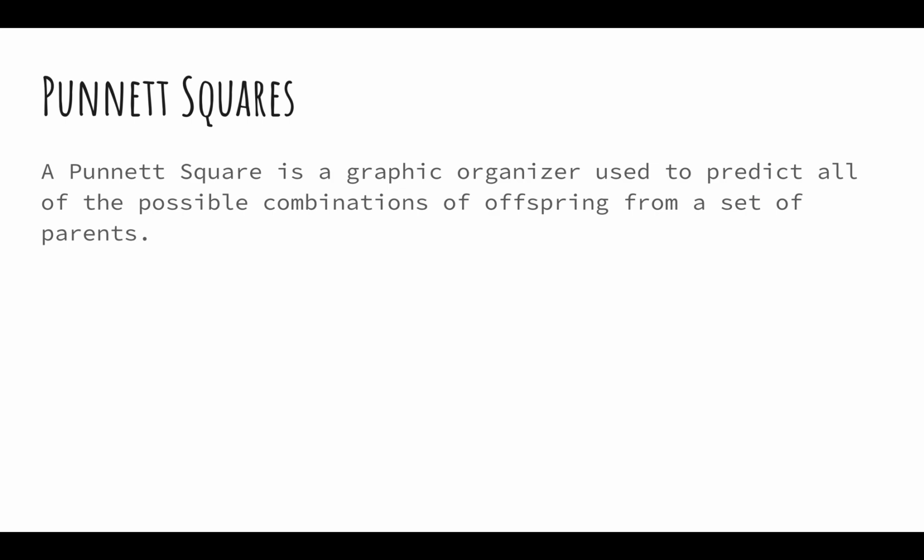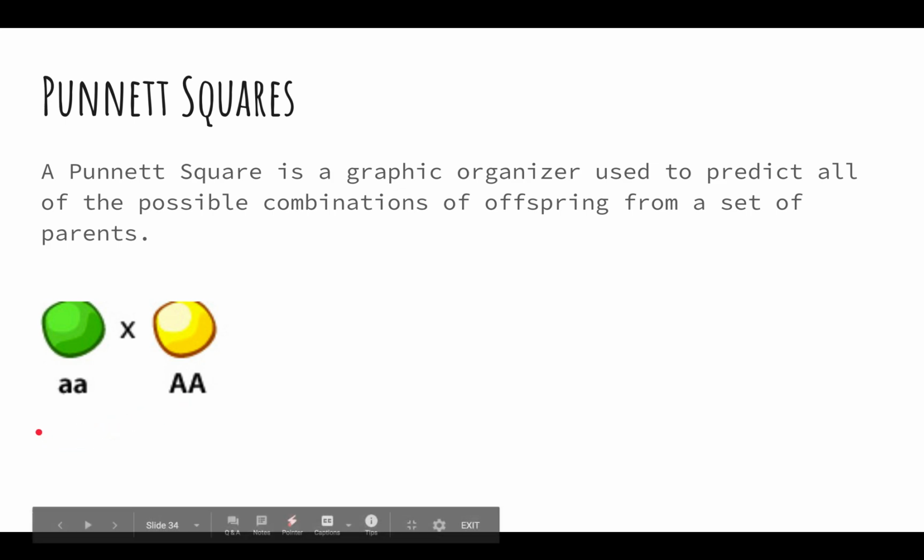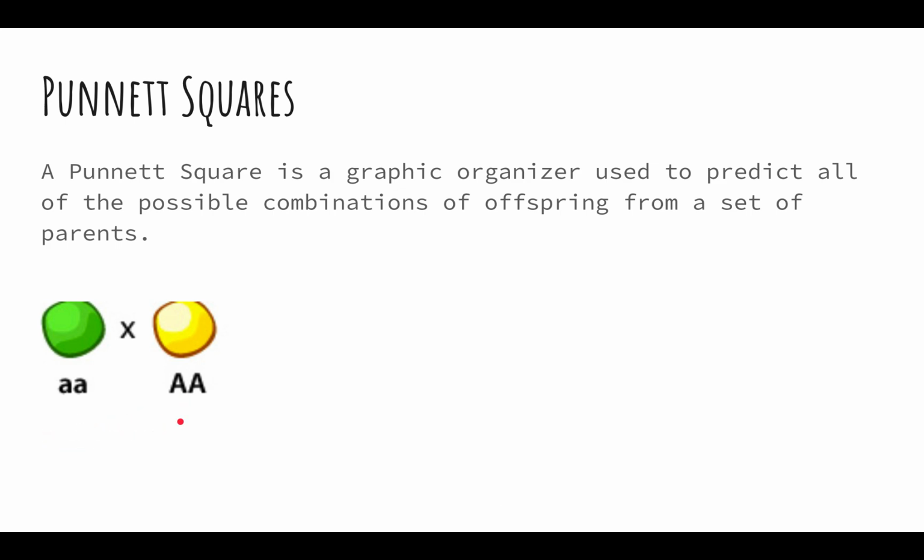Here's a simple example. Let's say we were cross-pollinating this green pea and this yellow pea, and we knew their genotypes. We knew that this one was homozygous recessive and this one was homozygous dominant. What are the possibilities? It might not be obvious right away, but you might be able to see the possible combinations. But here's how you would set up the Punnett square.